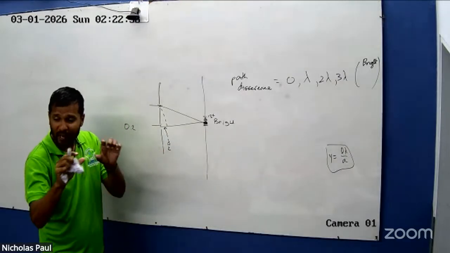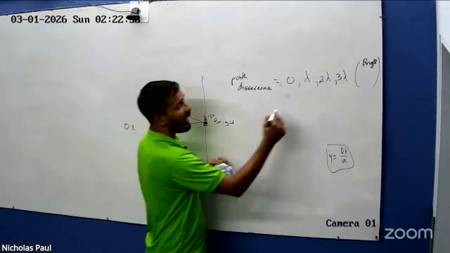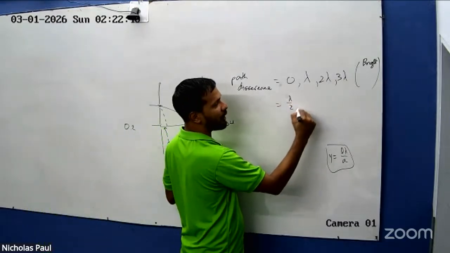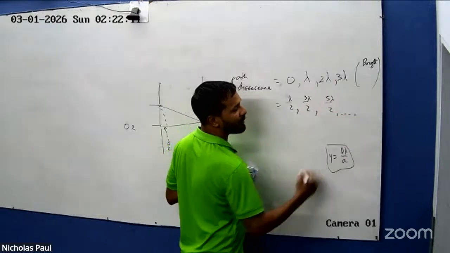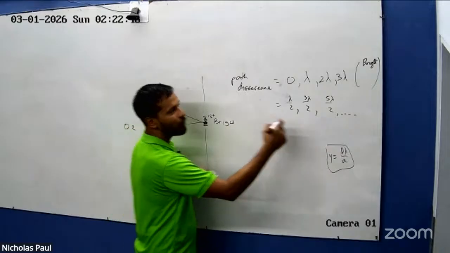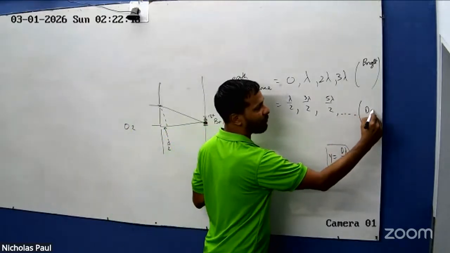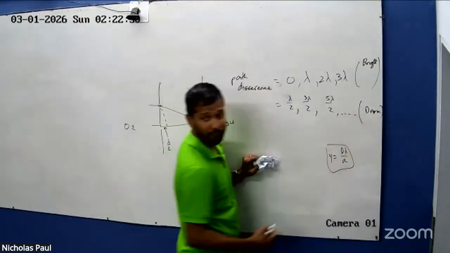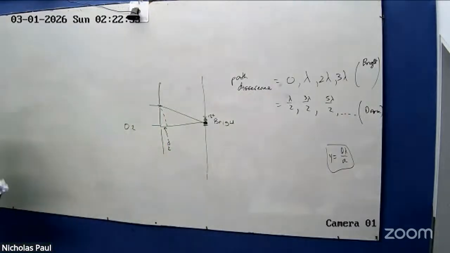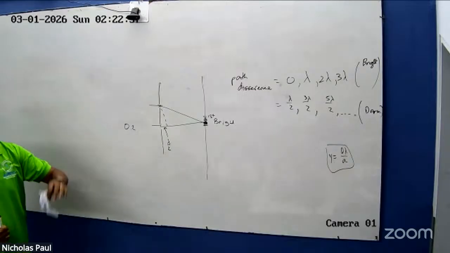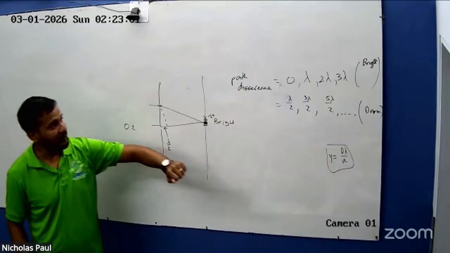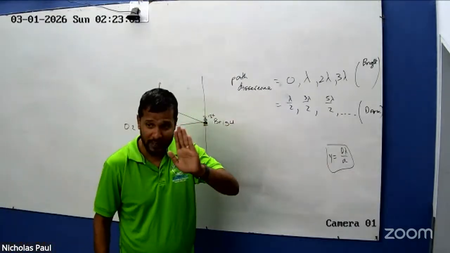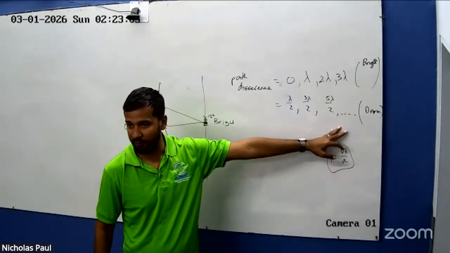So if you find the path difference and you are getting things like lambda over 2, 3 lambda over 2, 5 lambda over 2, and so on, it means that you are at a dark fringe. Everybody okay with that? Whenever the path difference is a whole number of wavelengths, you're going to get bright. When the path difference is in between, a half number of wavelengths, you get dark.